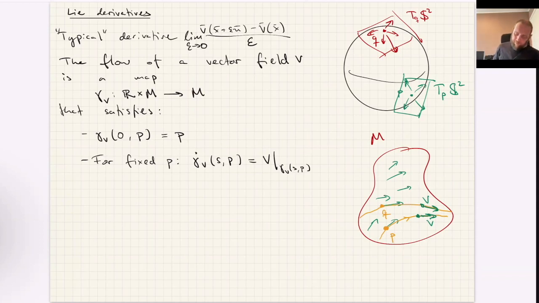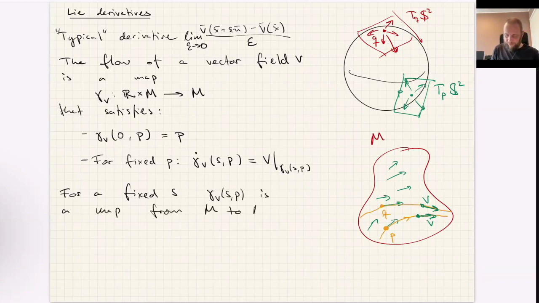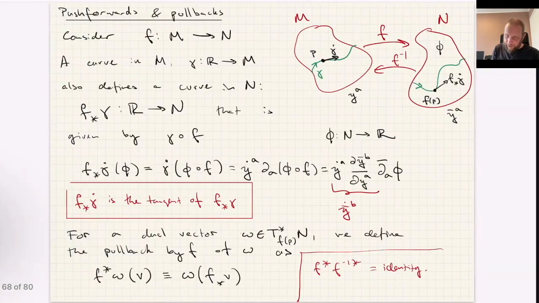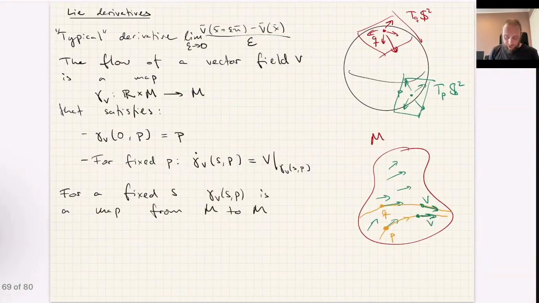Okay, that's good. I want you to note now that for a fixed S, gamma V of SP is a map from M to M. So that means that we're going to be able to use this as this kind of function where N is now the same space again. It's M. So I'm going to be able to use this to make pullbacks and pushforwards within M itself. And you should also notice that these conditions actually make this an invertible map.